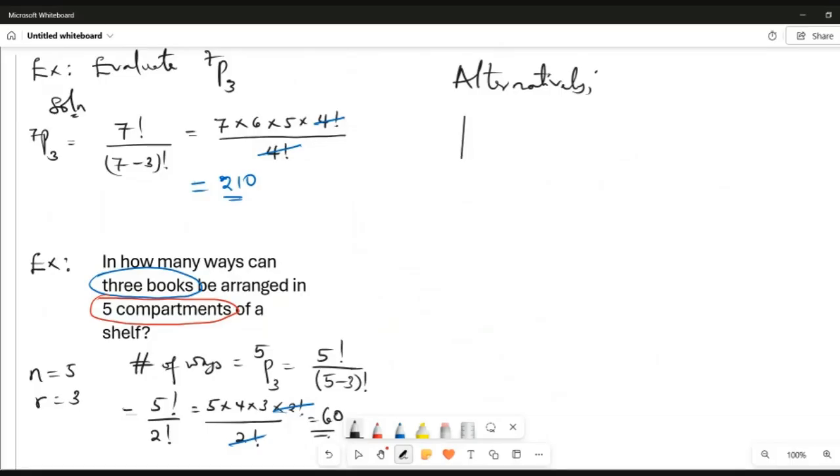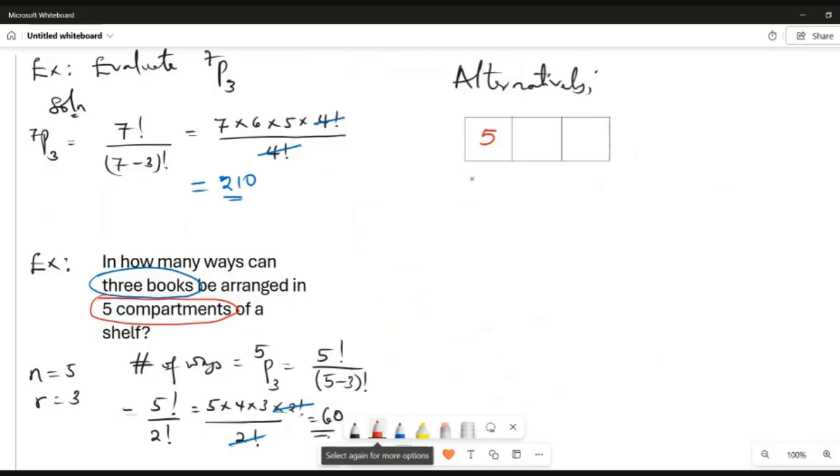you have 3 books into 5 compartments, right? So I have these, these are the 3 books. I want to arrange them in 5 compartments. So the first book can occupy 5 different positions. So that's 5 ways. That can be done in 5 ways.